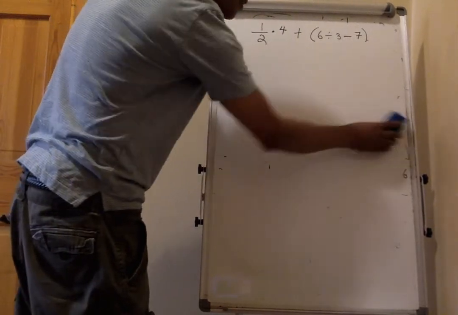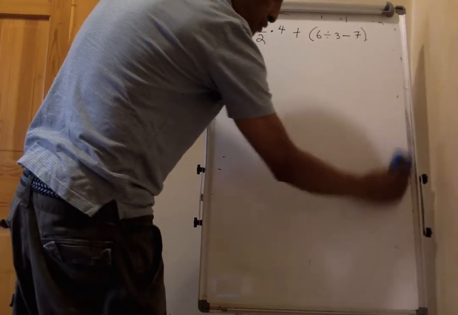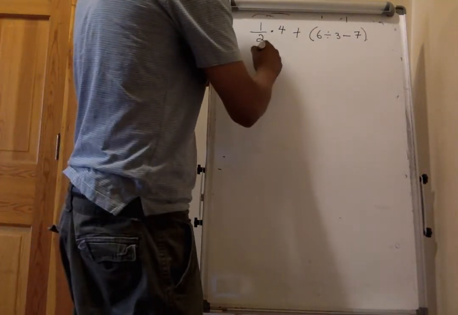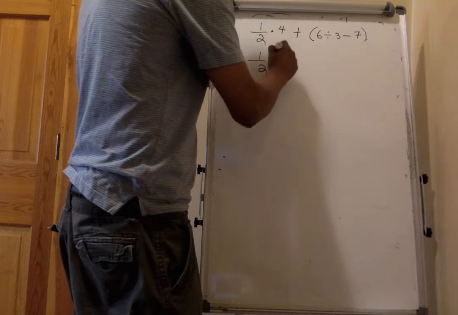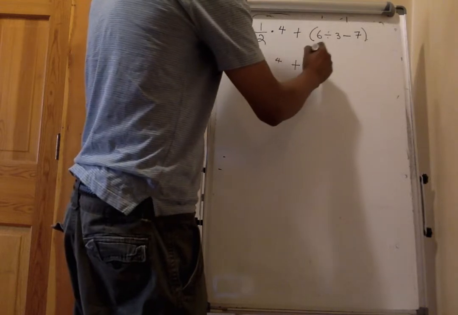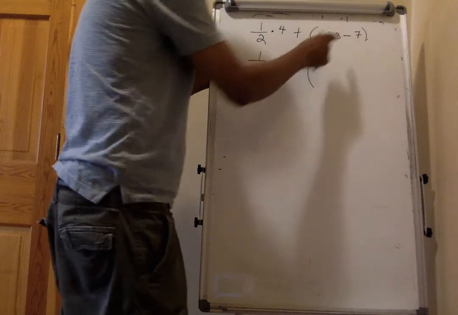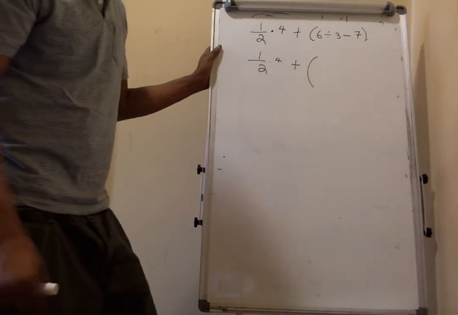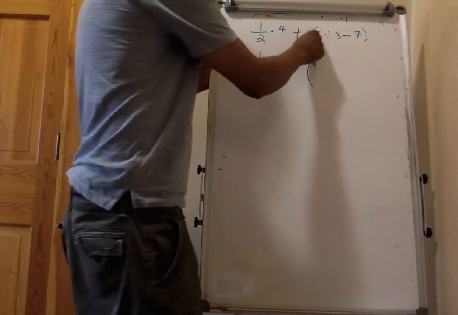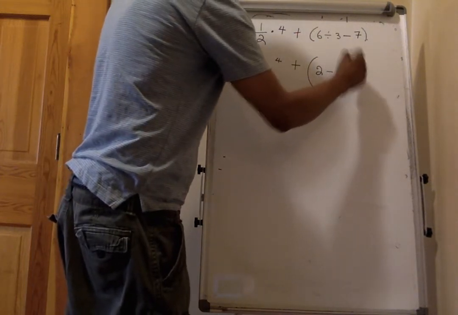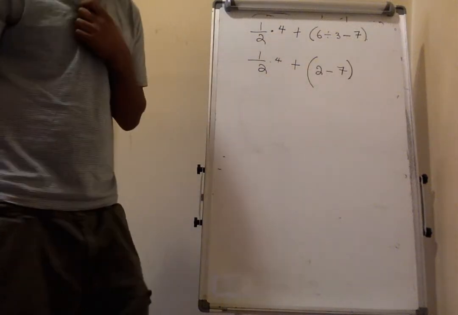Look at PEMDAS. So we have to simplify everything inside the parentheses. So I'm going to rewrite this again. 1 over 2 times 4 plus. Now, within the parentheses, there is a division and subtraction. So I have to do what? I have to divide first. 6 divided by 3 is 2, and 2 minus 7. Again, inside the parentheses.